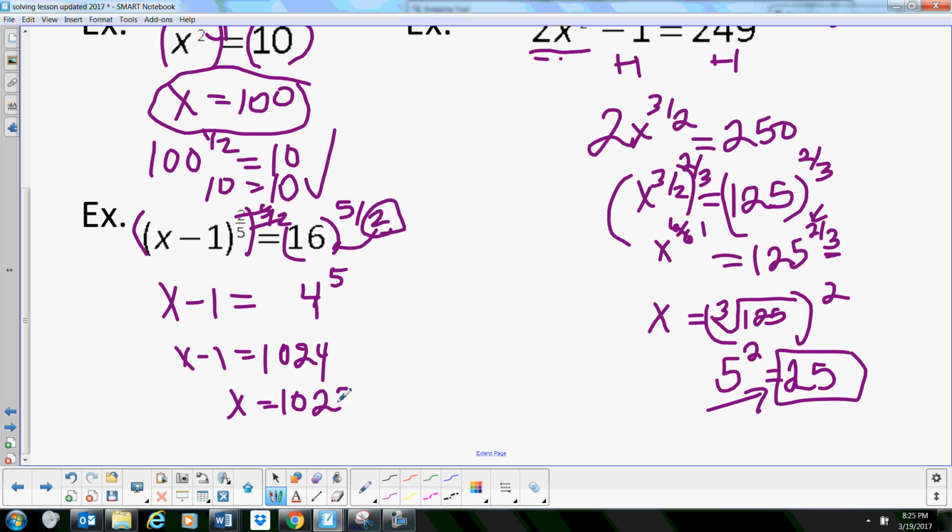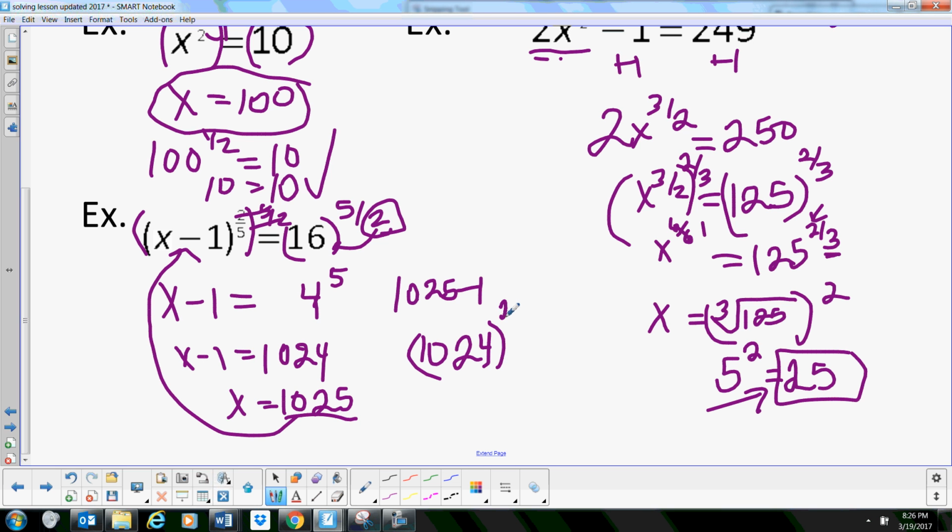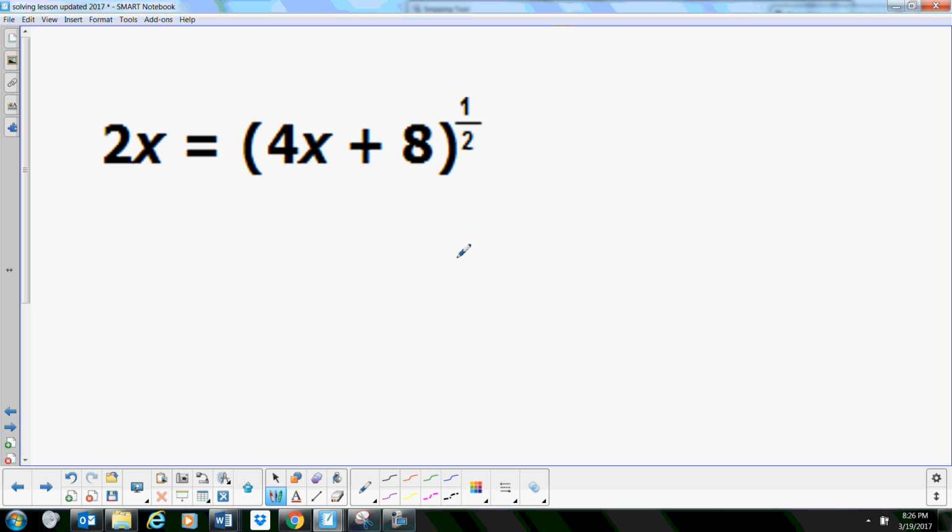1,025. And again, you can take that answer, plug it back in, take 1,025 minus 1. That's 1,024. You're going to take 1,024 and raise it this time to the 2/5 power. That means I'm taking the 5th root of that, and then I'm squaring it. Well, we know the 5th root is 4, and 4 squared is 16. So that ends up checking out. So x is equal to 1,025.